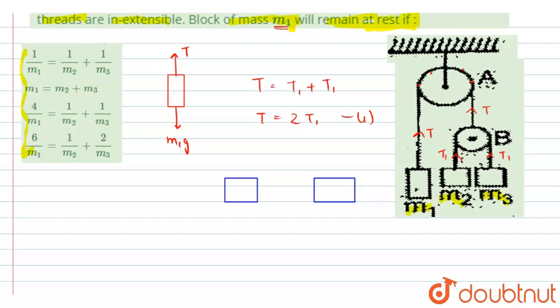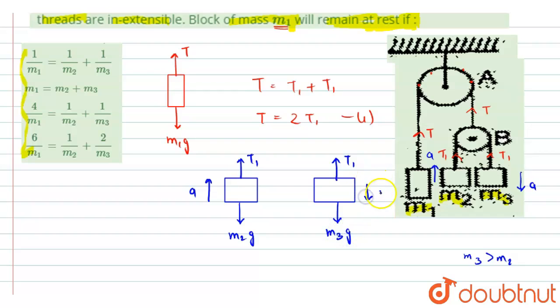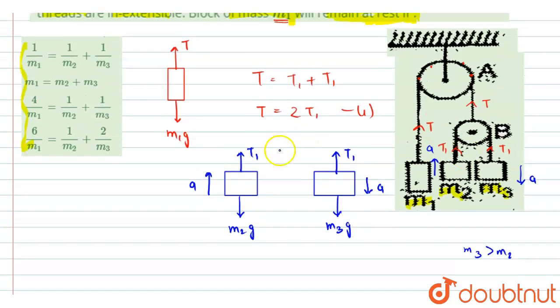We are not given any information about masses m2 and m3, so I am taking m3 to be greater than m2. For that, m3 will have an acceleration in the downward direction, and similarly m2 will have an acceleration in the upward direction. There will be the weight of m2 acting in the downward direction and T1 acting in the upward direction, and it is moving up with an acceleration of a. Similarly, T1 tension acts on the mass m3 and weight m3g acts in the downward direction, with acceleration in the downward direction. So now this is the complete free body diagrams of the three masses.